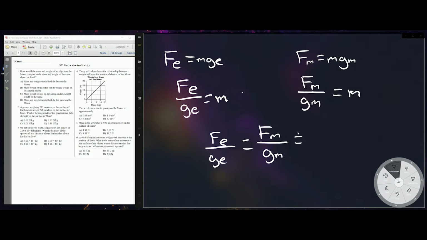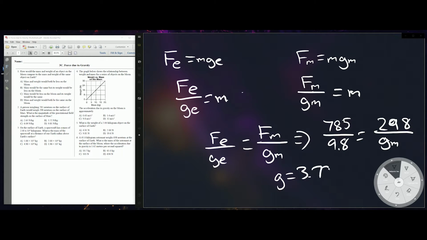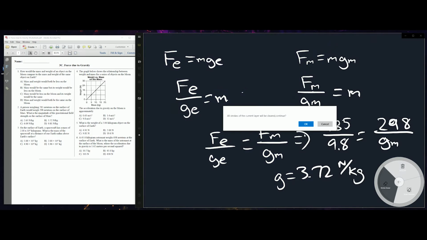Let's do just that. So this is going to be F Earth, 785, over g Earth, which is 9.8. F Mars is 298. And g Mars is something. So you just solve for g Mars and you should still get 3.72 newtons per kg. That's what you should still get. But that requires you knowing the formulas and knowing how to manipulate them. The other way was pretty straightforward.